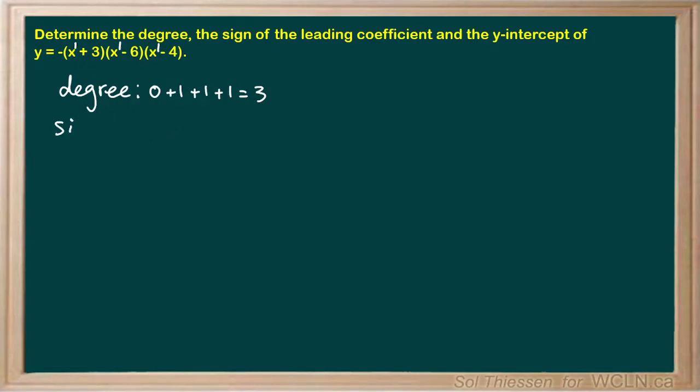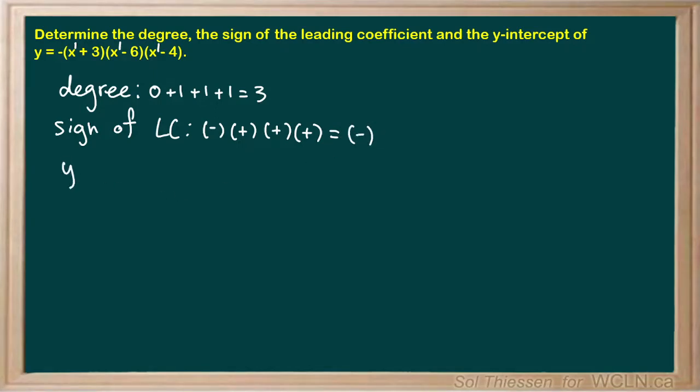Next, we'll look at the sign of the leading coefficient. So we can determine the sign of the leading coefficient by multiplying all the signs of all the leading coefficients of all the factors. So the first factor, negative 1, has a negative leading coefficient. The next factor, x plus 3, has a leading coefficient of positive 1, and so do the rest of the factors. So we have a negative times 3 positives, which leaves us with a negative.